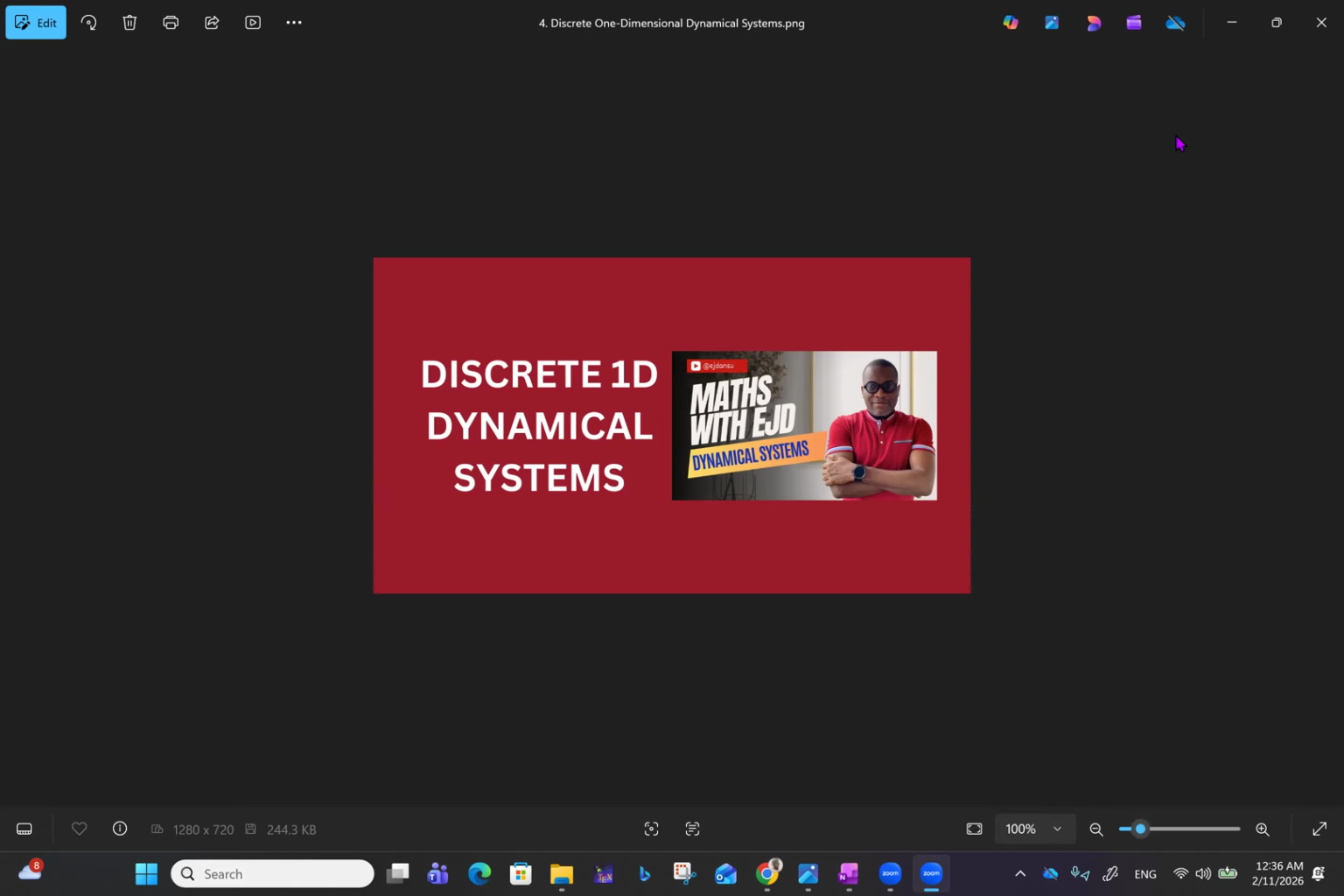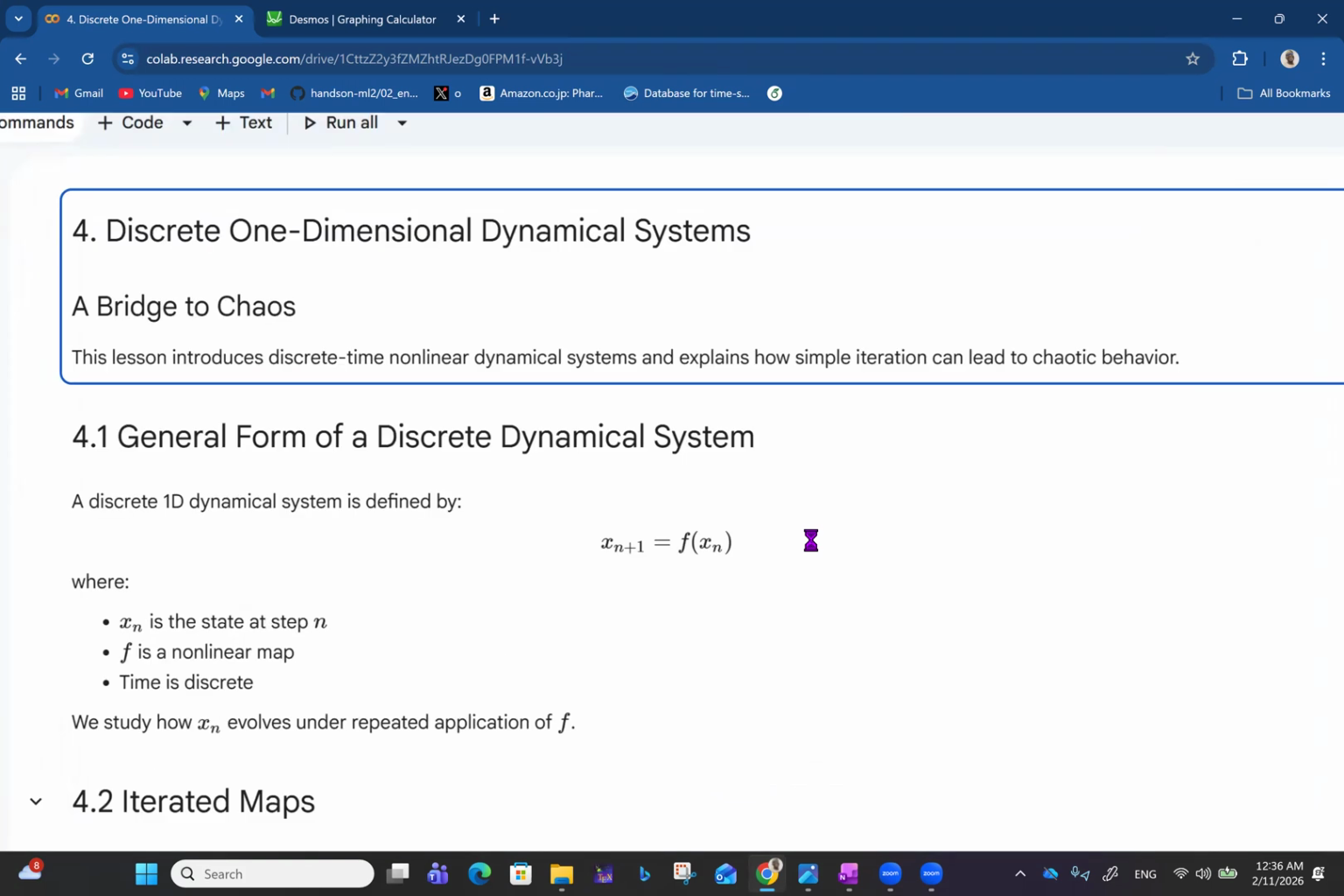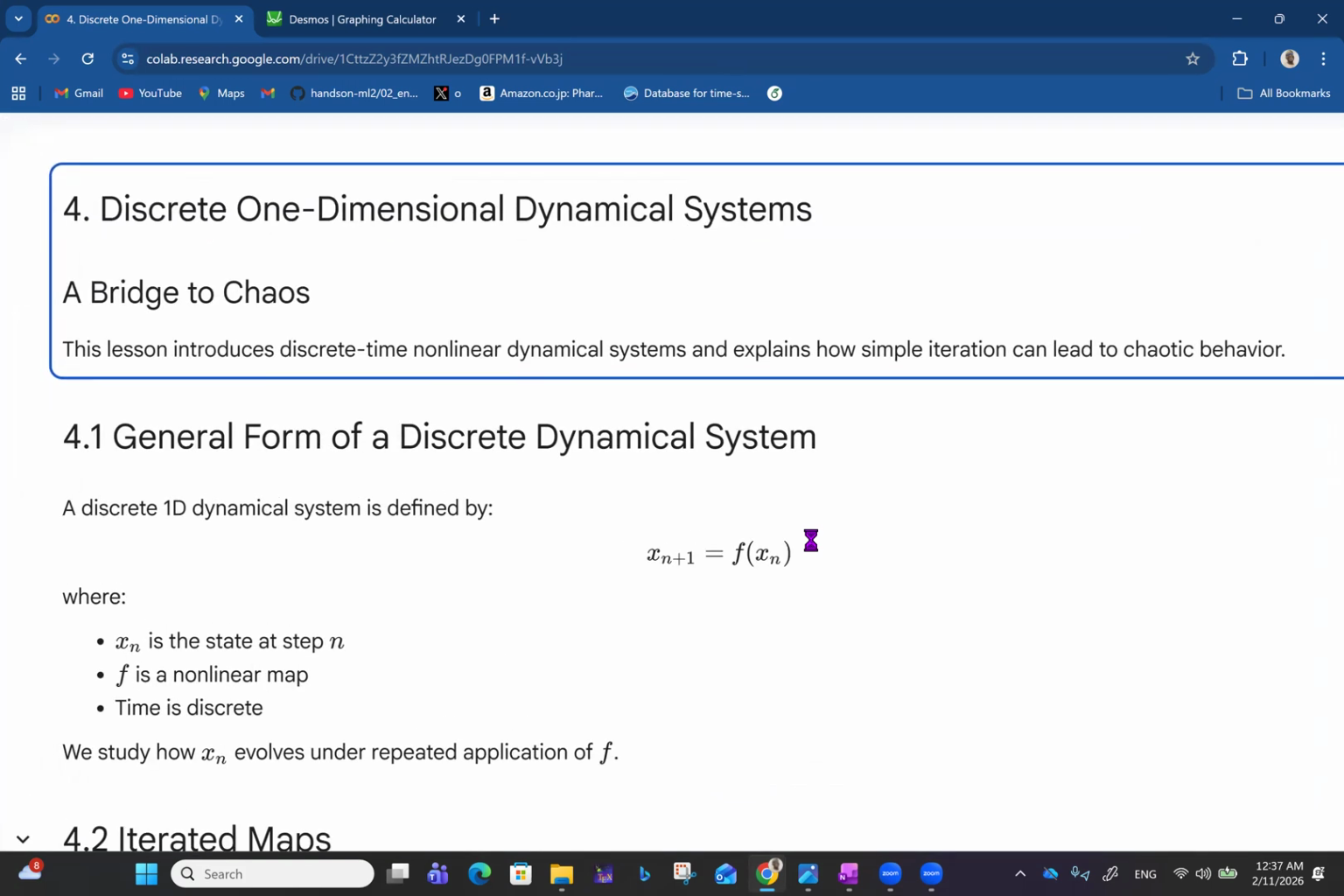And then we also saw harvesting, which is logistic growth with some portion of the population taken out from time to time. So here we are looking at discrete one-dimensional dynamical systems as opposed to continuous, which we considered the other time. Okay, discrete one-dimensional dynamical systems.